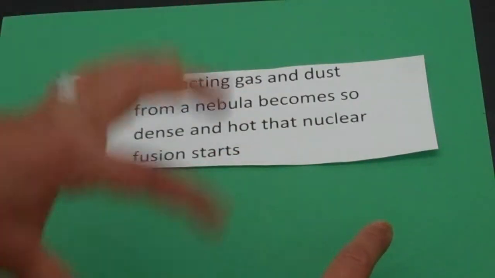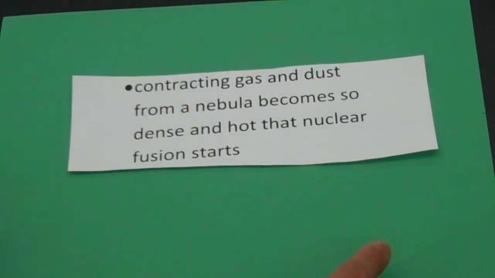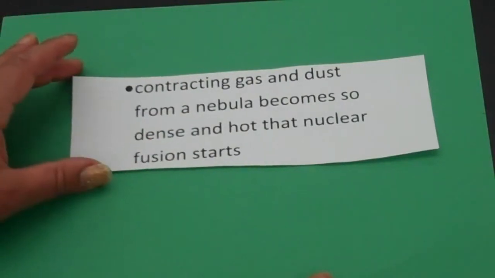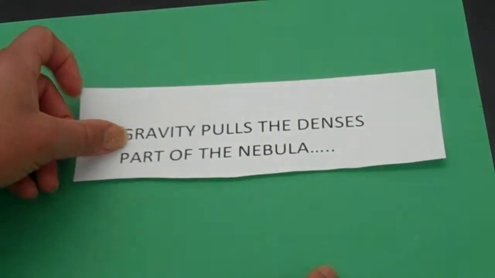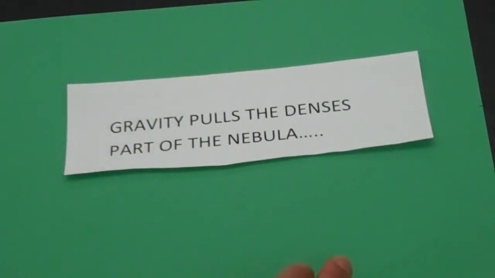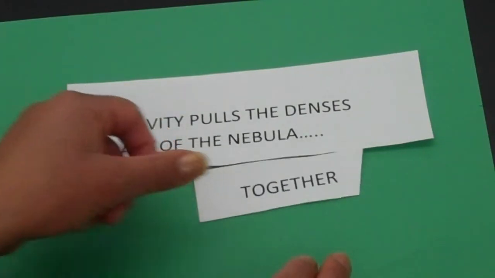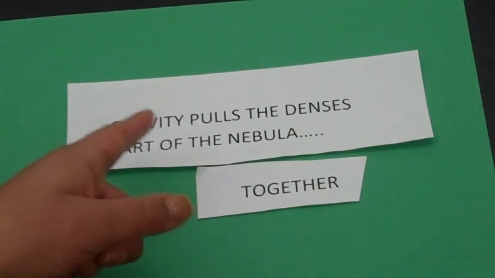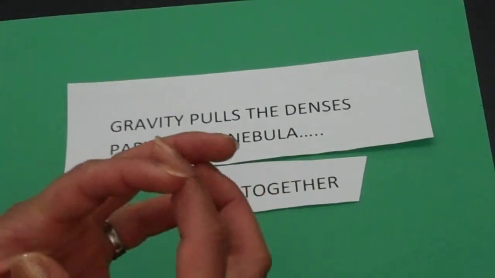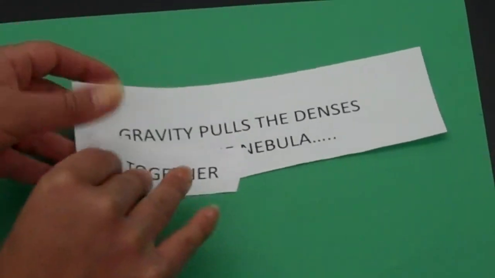And in this large cloud of gas and dust in that nebula, it becomes hot and so close together that pressure builds up, and you can have all those molecules slamming into each other. What's pulling it together is gravity pulls the dense part of the nebula together. So that's what's creating that force of all the molecules to come together.